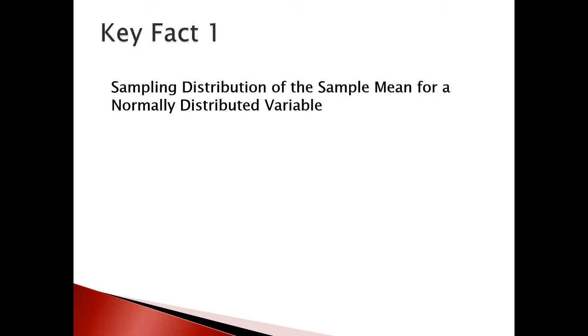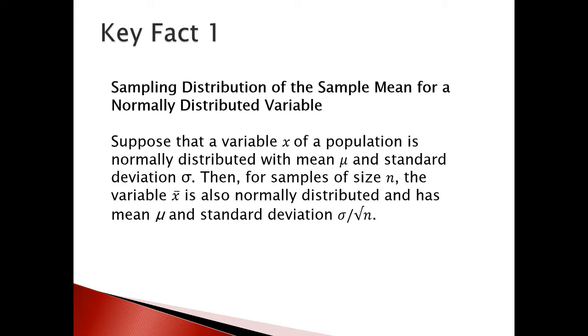Now let's talk about key fact 1. This key fact 1 indicates that if our variable x of the population is normally distributed and has a mean mu and standard deviation sigma, then for a sample size of n, the variable x bar is also normally distributed. Its mean is the same as the mean of x, but the standard deviation is sigma over square root of n, which is a little bit changed from the previous.